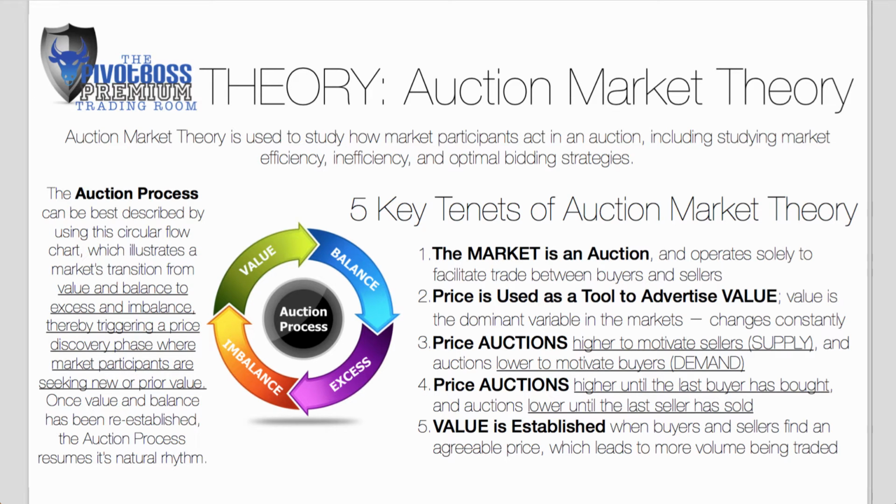Number one is the market is in auction and operates solely to facilitate trade between buyers and sellers. That tells you that the market is an open auction, where you have bidders and offerers. The bidders are trying to bid low, or outbid and become aggressive and bid higher to force price to go up. So you're going to have different types of buyers and sellers. But basically, you're trying to satiate the demand and supply of those buyers and sellers. So you bring them to a market where they can settle it out, create value, exchange hands and create volume, right? So the market is in auction.